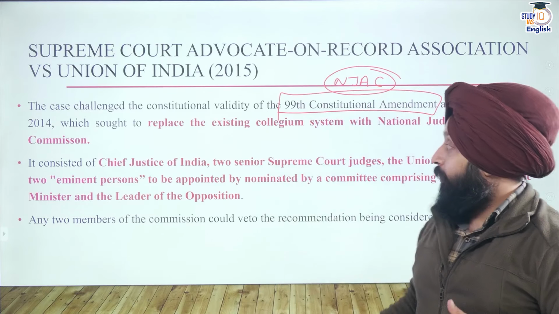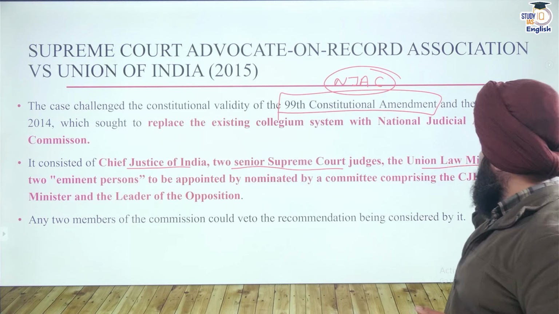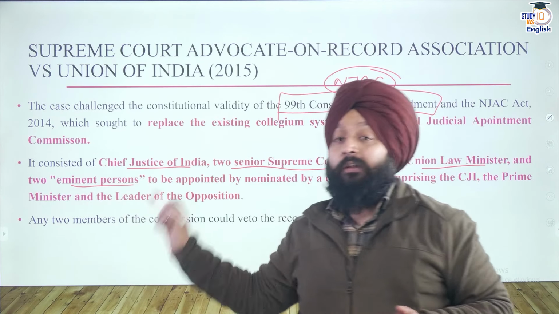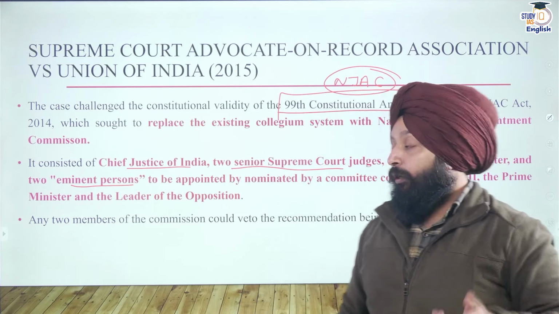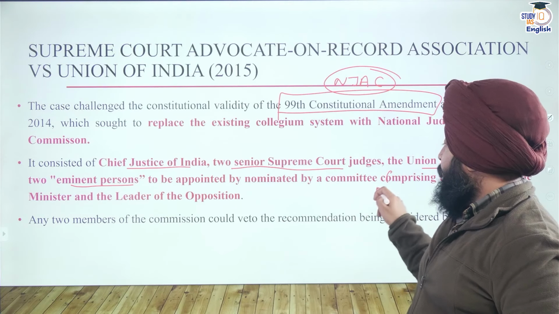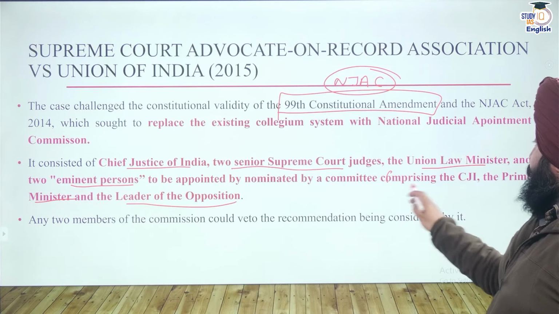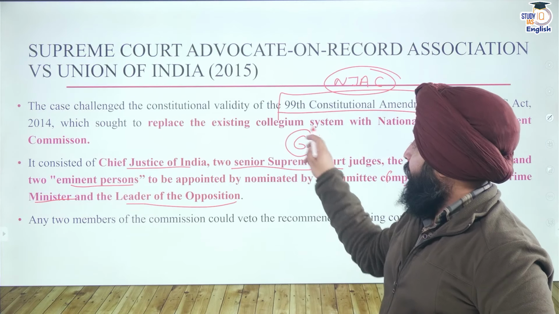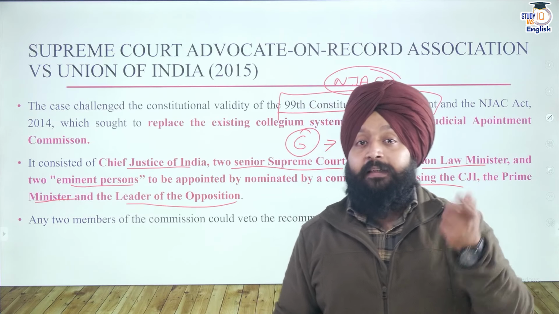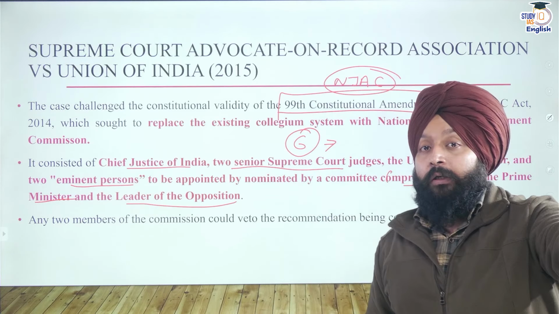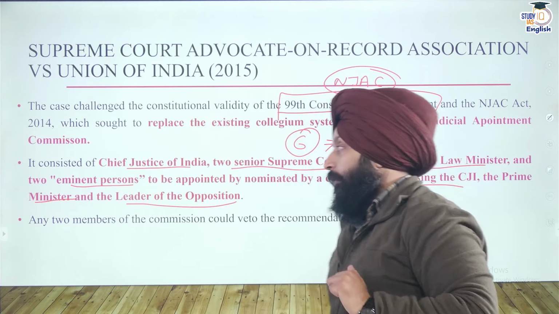Now this commission consisted of the CJI, two senior most Supreme Court judges, the Union Law Minister, and two eminent persons. Now, who would be these two eminent persons? Any person who will be appointed by a committee that will comprise the leader of opposition, PM, and CJI. So these 6 people will be members of NJAC, and this NJAC will decide who will be appointed as a judge of the Supreme Court and High Court, even who will be transferred from one High Court to another.